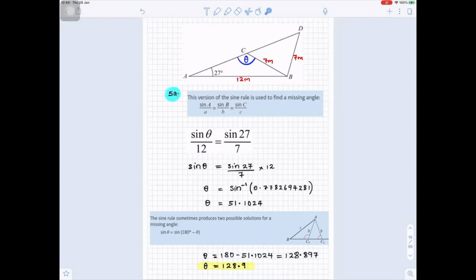Now, the sine rule sometimes produces 2 possible solutions for a missing angle. So that angle is clearly not an acute angle. It is an obtuse angle. So to get the obtuse angle, the angle is 180 minus 51.1024. So it gives you 128.89, which is 128.9, because you want the answer to 1 decimal place.